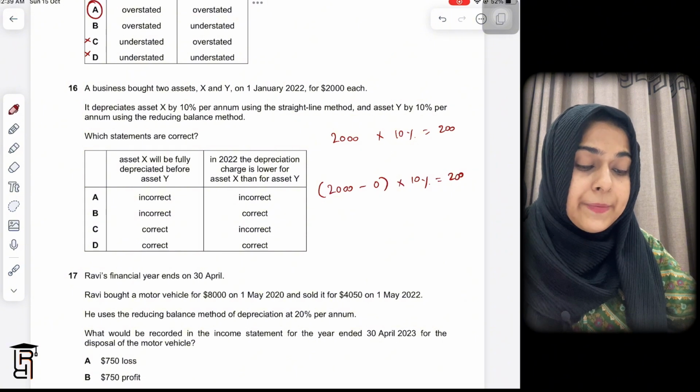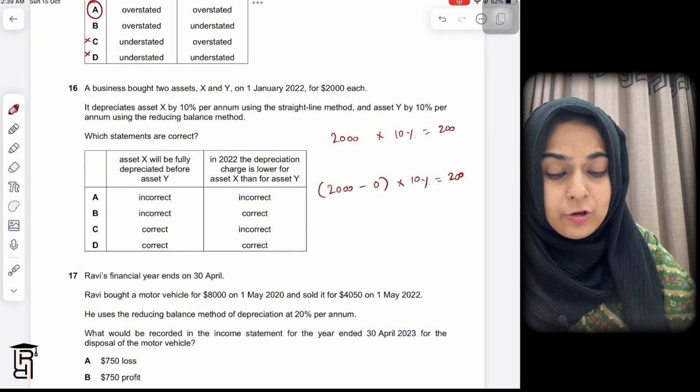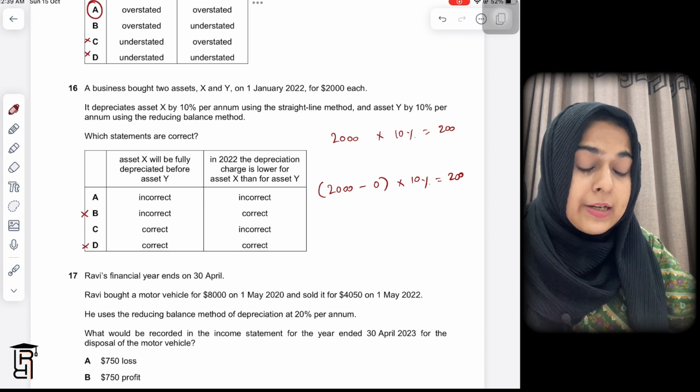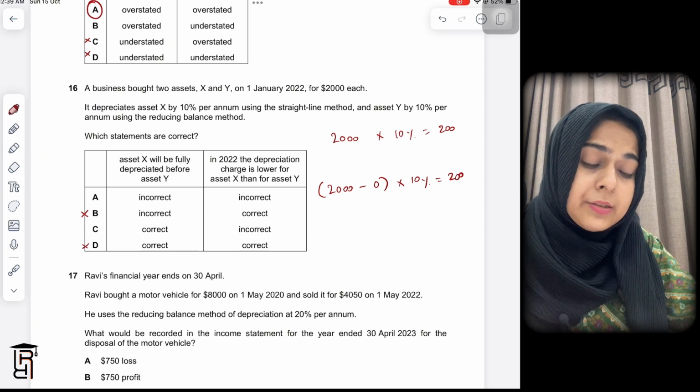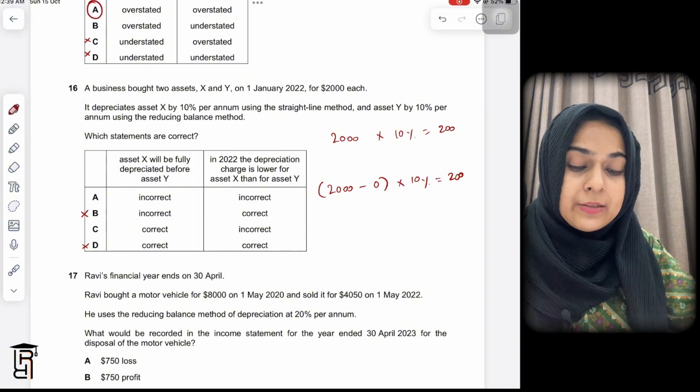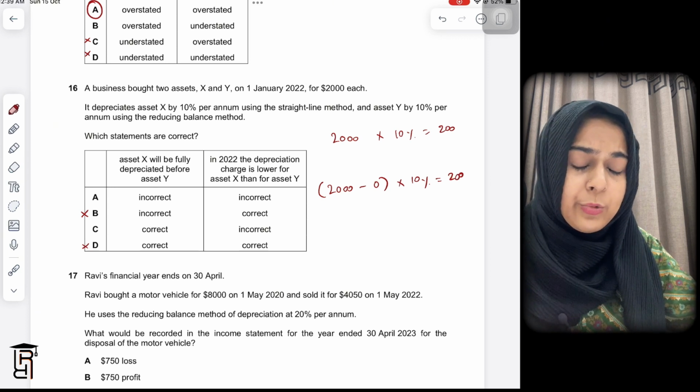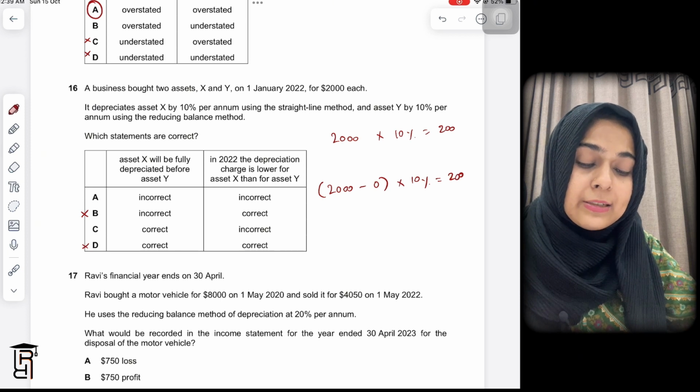So your answer cannot be B and D, because the statement that the depreciation charge for asset X is lower than for asset Y is wrong. So option A and C, if you try to judge which option is correct: asset X will be fully depreciated before asset Y.